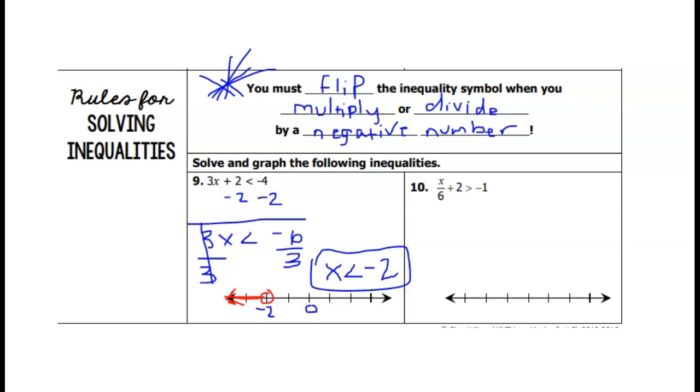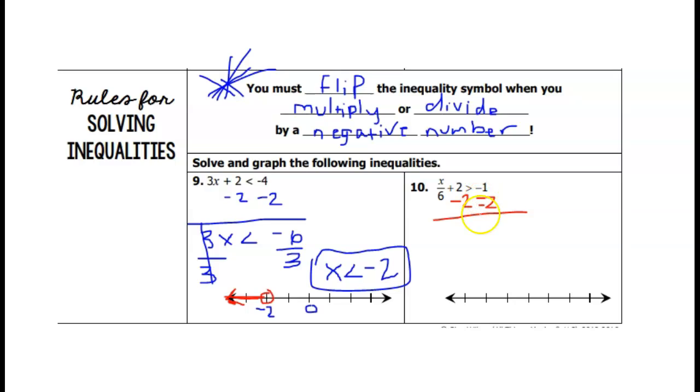Next one, number 10. Again, the same deal, okay? Everything we're going to treat exactly the same, except we got an inequality here. So we'll start. We got to get rid of the addition and subtraction. So I'm going to get rid of this 2 by subtracting 2 from both sides.